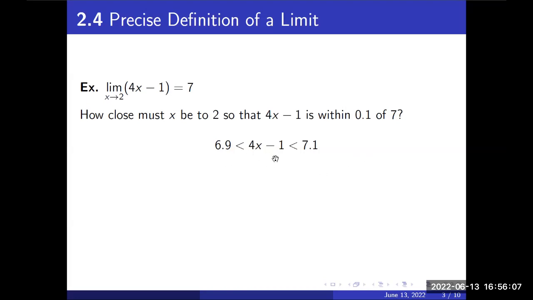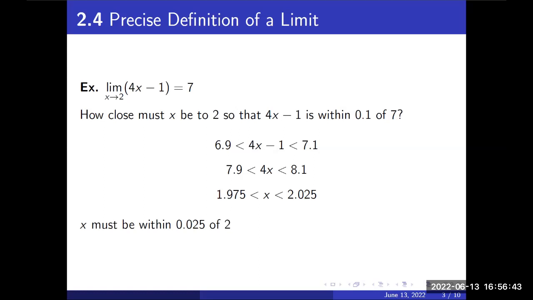Since we have this three-level inequality, we can add 1 to each of the three parts. Now 7.9 is less than 4x is less than 8.1. And we can divide them all by 4, and check it out. We realize that x has to be between 1.975 and 2.025. Interesting. If x falls within that little window, then 4x minus 1 is going to fall within this window. And that's what we're looking for.